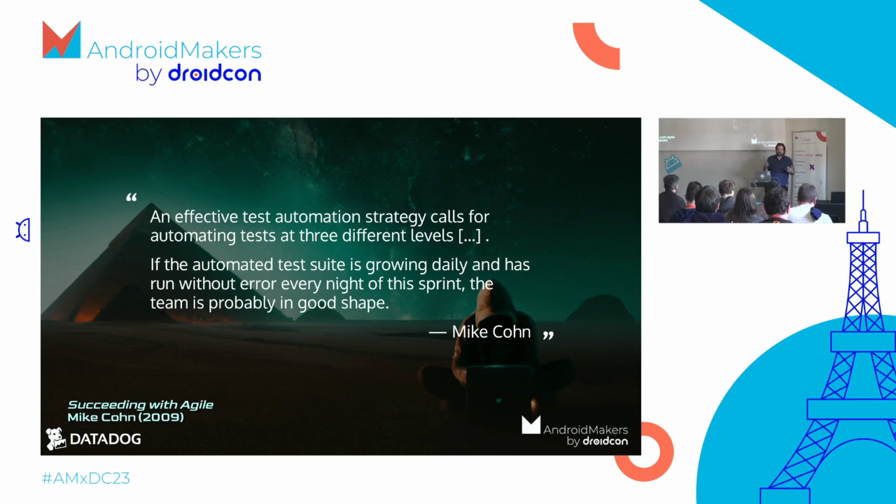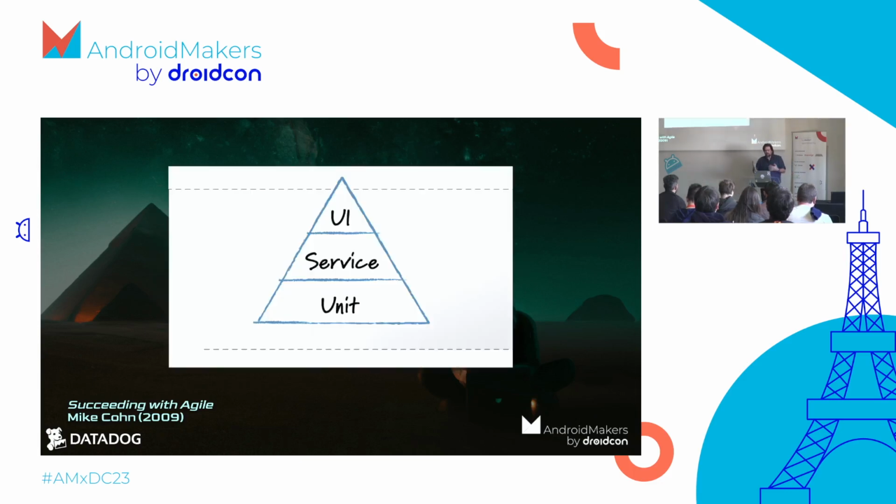And then he says, if the automated test suite is growing daily and has run without error every night of the sprint, the team is probably in good shape. And this is basically the heart of this chapter about automated testing. This is the original drawing of the test pyramid. I'm sure everyone that's raised their hand must have seen one version of it. And mostly, this says that when you have automated testing, you have basically 3 different layers of testing.